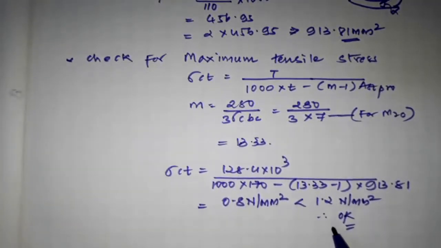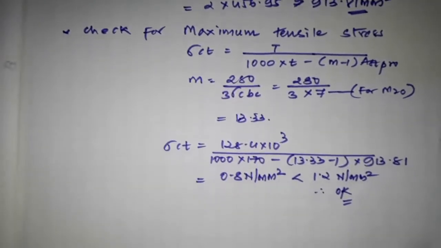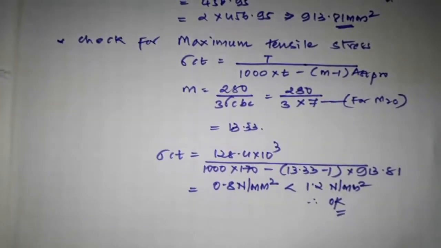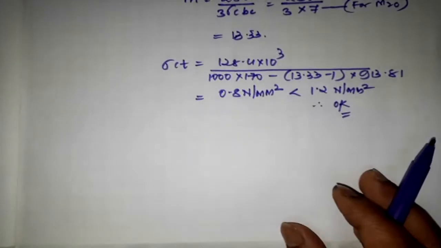So it is safe to resist hoop tension. Now we have to go for the distribution steel in the wall for hoop tension. Next is distribution steel.